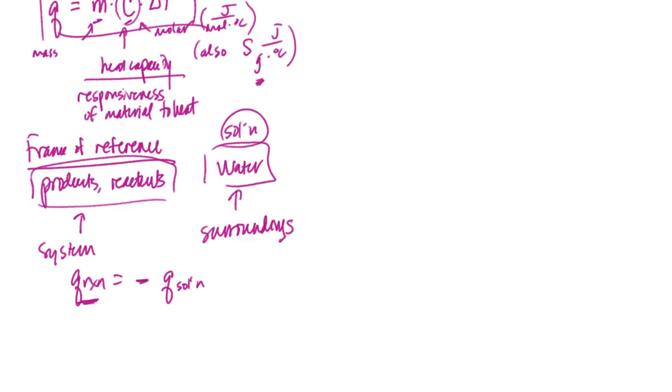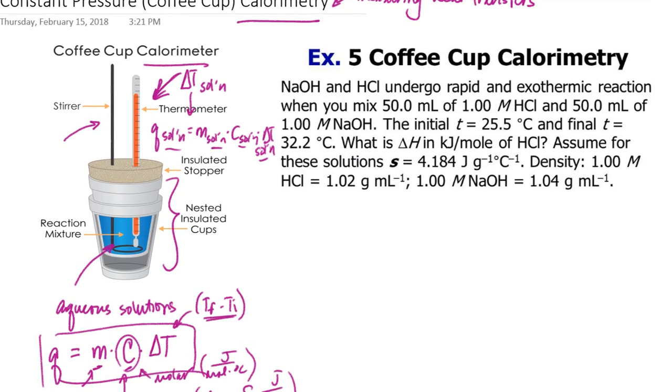And so as a result, that means there is a negative sign here, right, because of that inverse relationship. And so that would mean that our heat of reaction is actually negative mass of the solution times heat capacity of the solution times the temperature change of the solution. And so let's apply that to our example here.